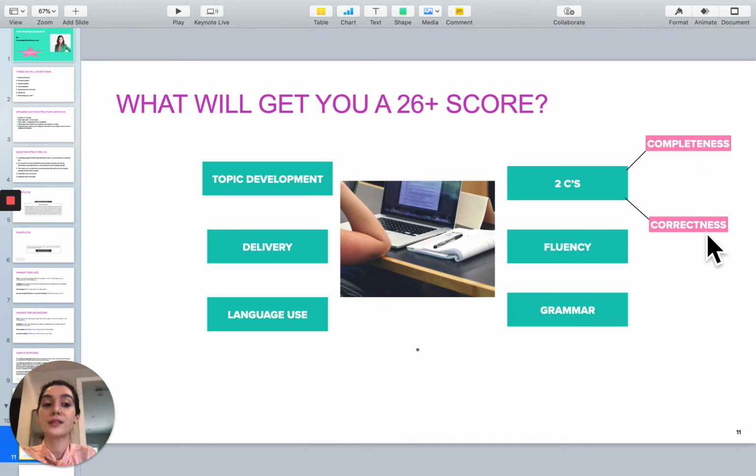And of course, the information that you're giving needs to be correct, right? So obviously, if you misunderstand the information and you give the wrong information in your response, you're not going to get a 26, because that shows that you don't understand the professor, and that's not going to get you a 26. So obviously, the information that you're giving needs to be correct. That goes without saying.